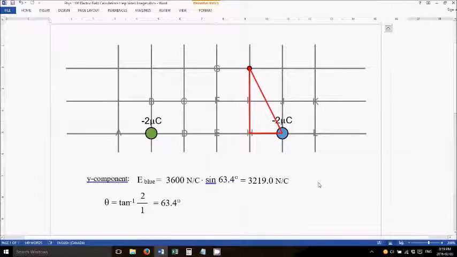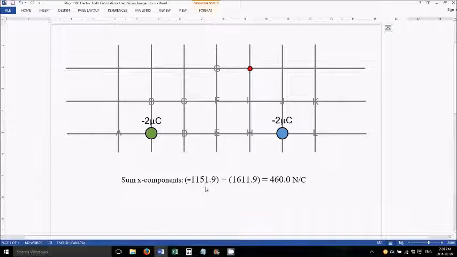So now that we know the x and y components of the electric field at this red point due to the green charge, and the x and y components of the electric field at this red point due to the blue charge, we can add those up. So here's what I mean. So here's the x component of the electric field of the green charge, and the x component of the electric field of the blue charge.